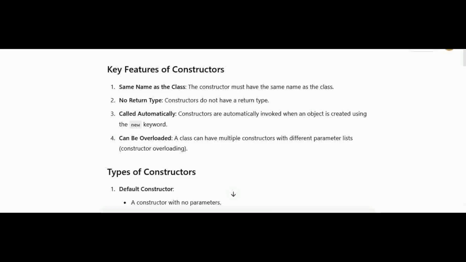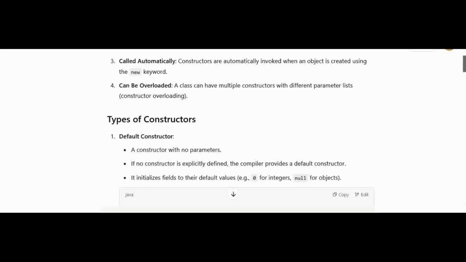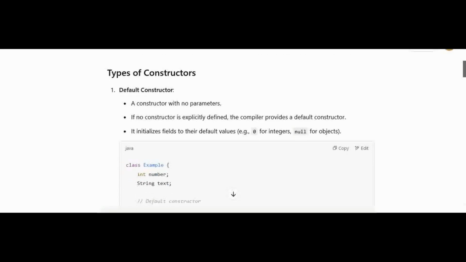Now let's look into the types of constructor. The first one here is the default constructor, also known as the no-argument constructor. A default constructor is a constructor with no parameters. If no constructor is explicitly defined, the compiler provides a default constructor. It initializes fields to their default values. Example: 0 for integers, null for objects.